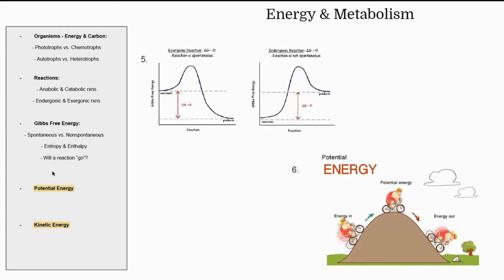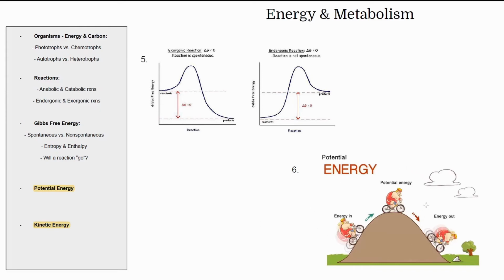Lastly, we're going to talk about the potential and the kinetic energy. We're going to talk about them together because they go hand in hand. Together, potential energy plus kinetic energy make up what is called the mechanical energy. We'll talk about that more when we talk about the laws of thermodynamics. Potential energy is said to be the stored energy of an object because of its position or state, while kinetic energy is the energy of an object due to its motion.